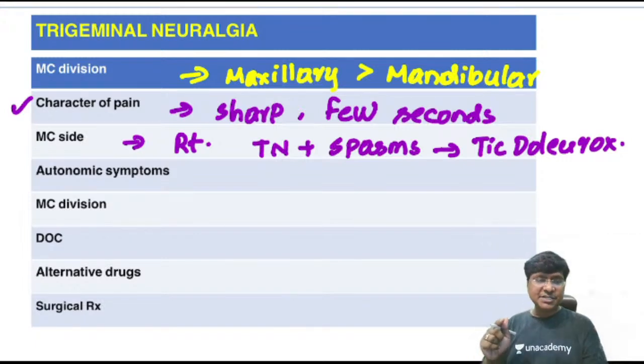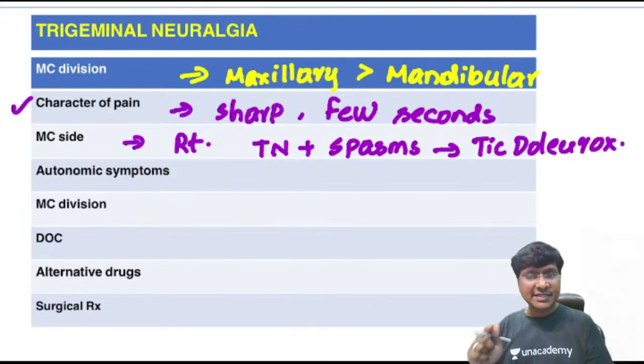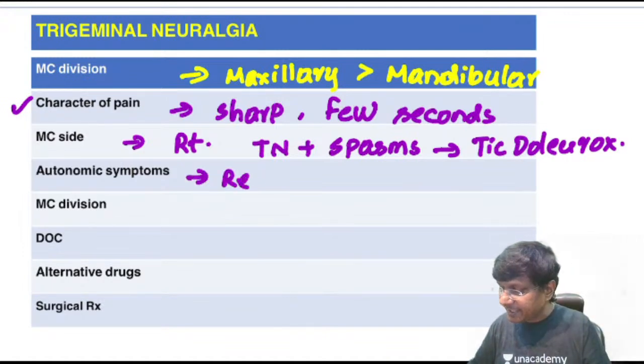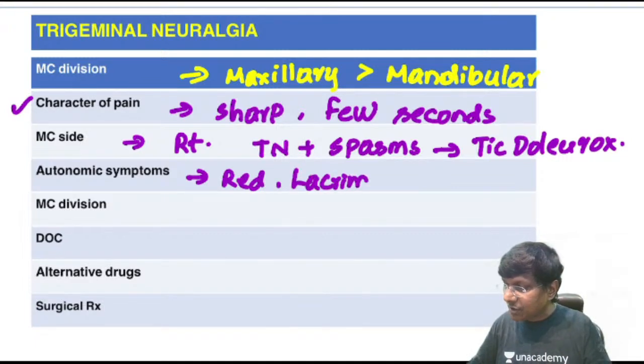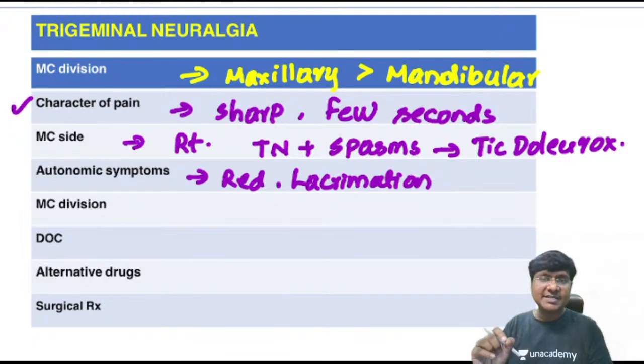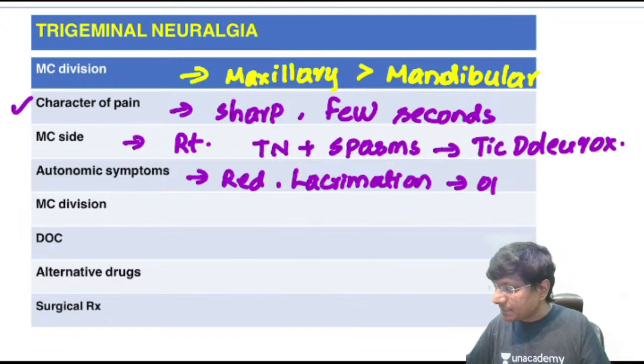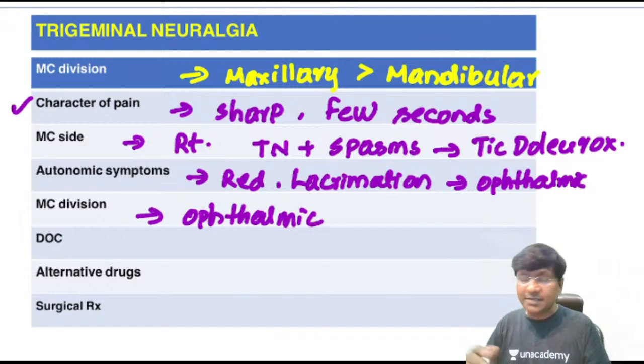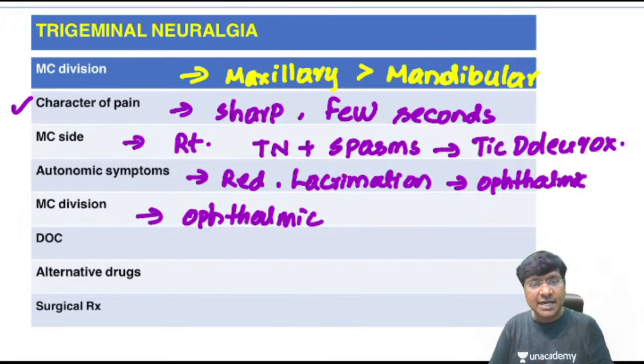Now in patients with trigeminal neuralgia, you also have autonomic symptoms. What will those autonomic symptoms be? The redness of the eye. There will also be lacrimation along with the symptoms of trigeminal neuralgia. But these autonomic symptoms are present in which division more commonly? They are more common in the ophthalmic division, that is the V1 division.